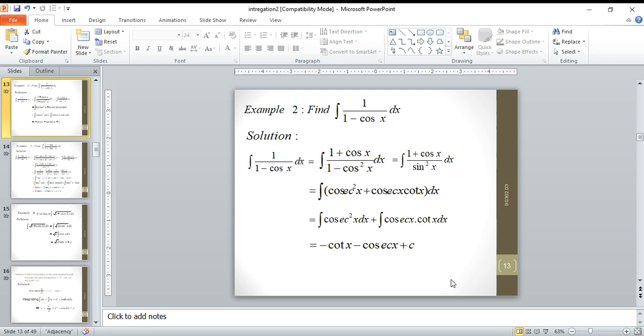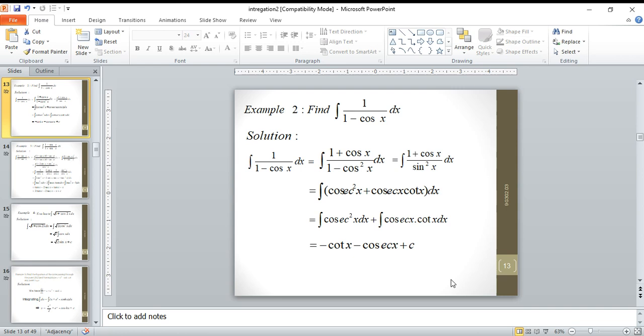So the numerator is 1 plus cos x, by the denominator 1 minus cos square x, that is equal to (1 plus cos x) by (1 minus cos square x, which is sin square x) dx. So divide: 1 by sin square x plus cos x by sin square x dx. 1 by sin square x is cosecant square x.